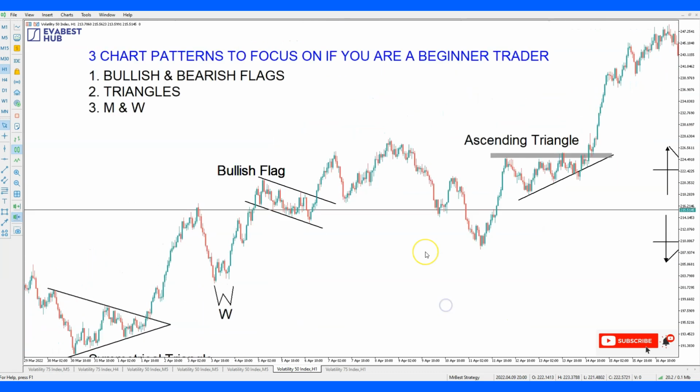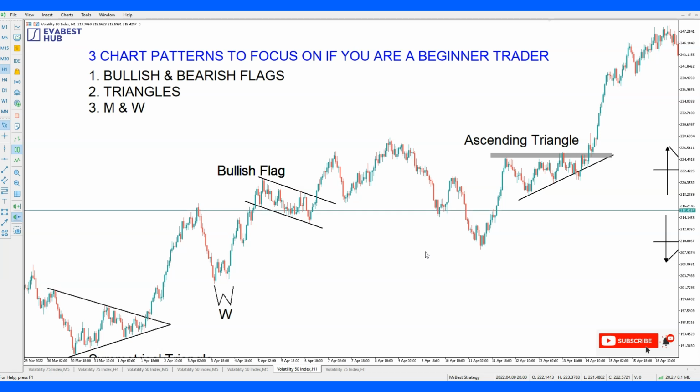If you're a beginner trader, just know that focusing on and mastering these three chart patterns will really save you a lot of time, a lot of money wasted, and build the right psychology within you. Then if there is some of them that you don't like, let's say you don't like triangles, or you don't like M and W, or you don't like bullish and bearish flag, then you can substitute them with any one of your choice. But make sure you don't focus on more than three chart patterns. Three chart patterns is enough.